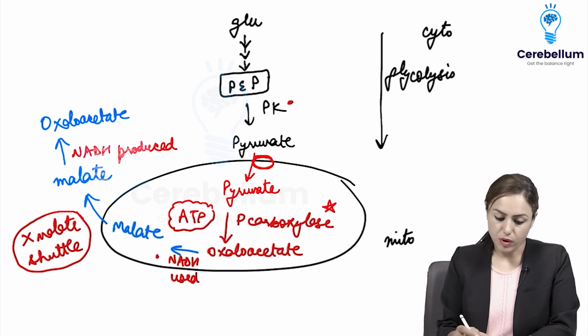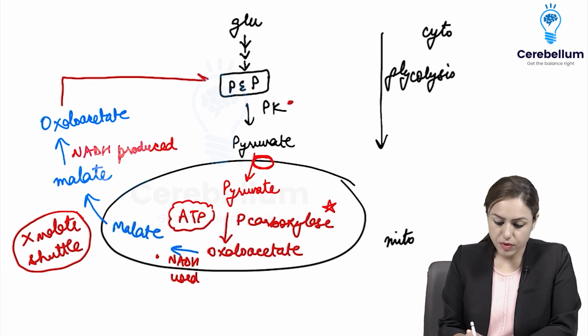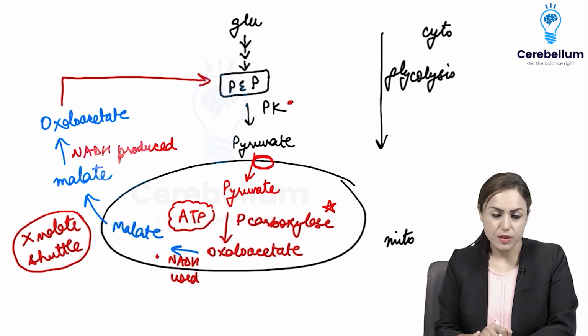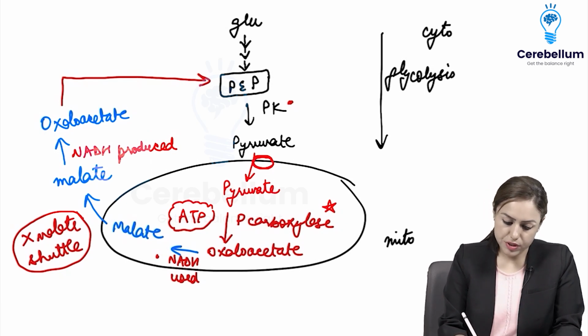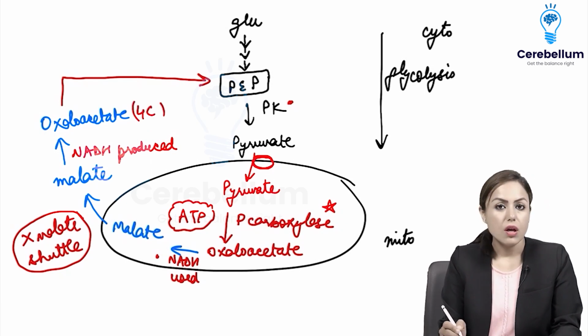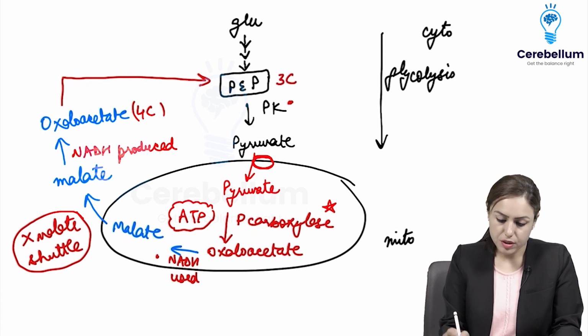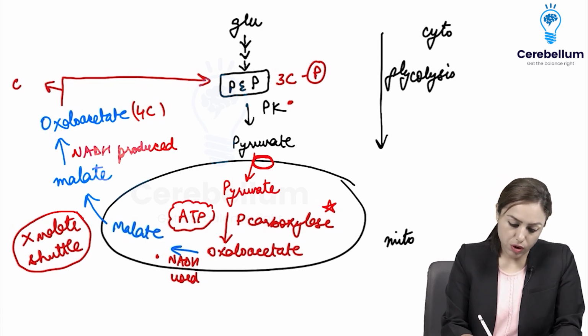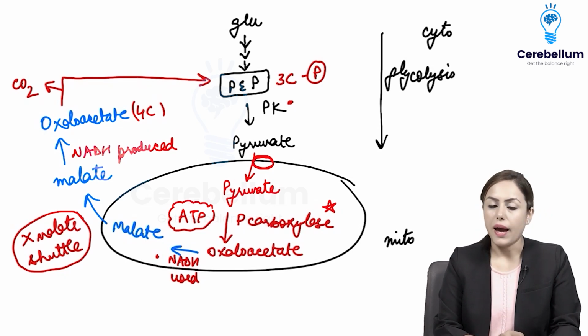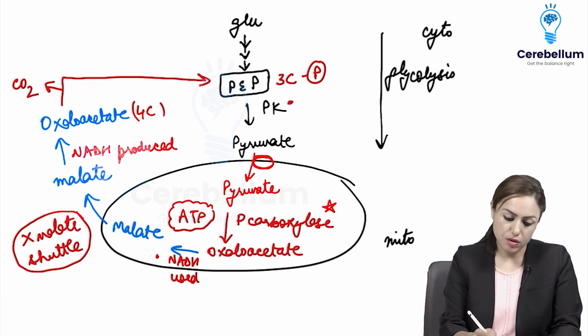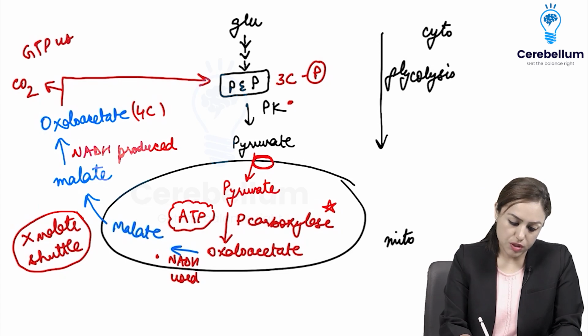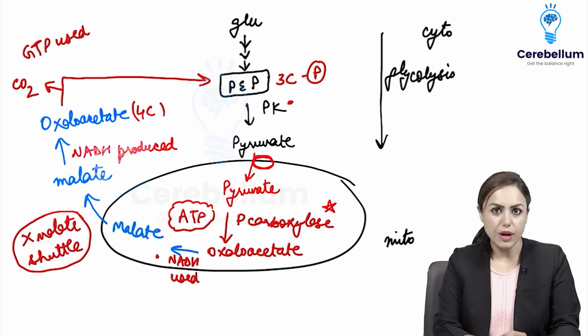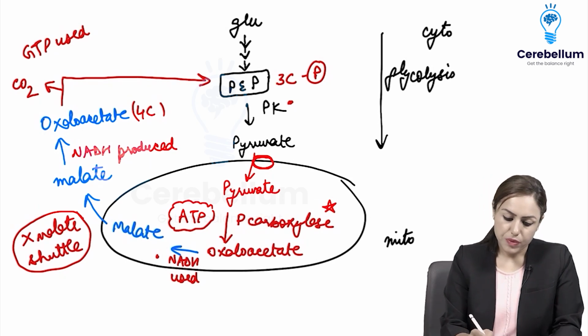Now next let's see what happens. Oxaloacetate will be converted to phosphoenolpyruvate. Here oxaloacetate is a 4-carbon compound. Phosphoenolpyruvate is a 3-carbon compound but with a phosphate. So from 4 to 3 carbon there is removal of carbon dioxide, right? And for addition of phosphate here, GTP is used in this step. GTP is used, right? This is a very, very important step. Name of enzyme is PEPCK.